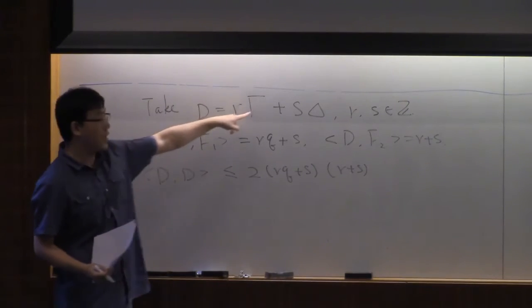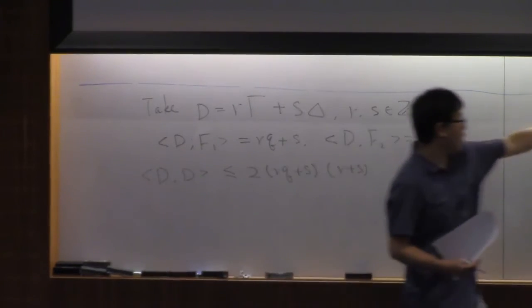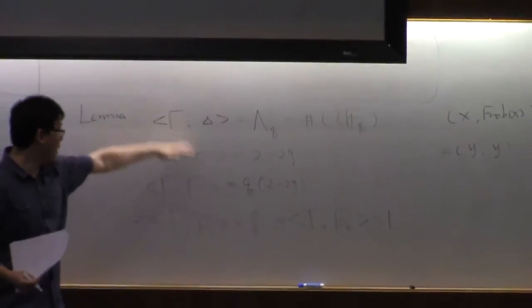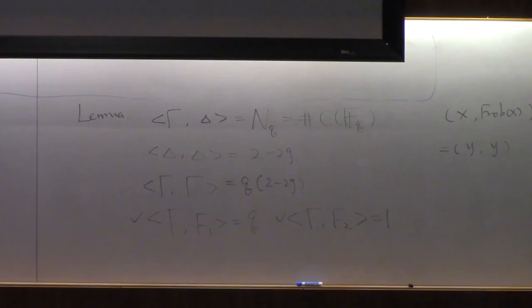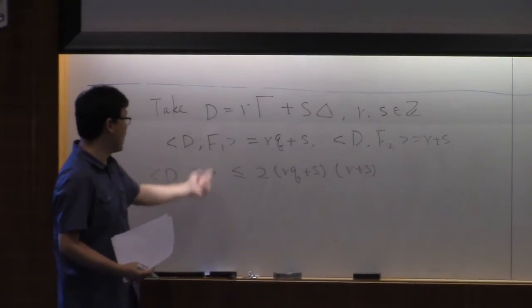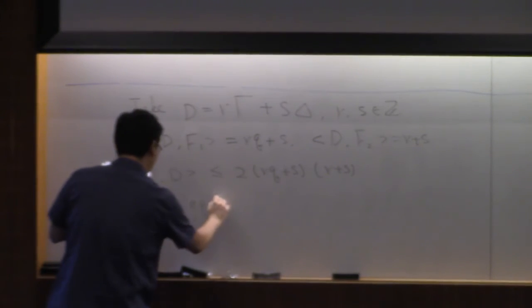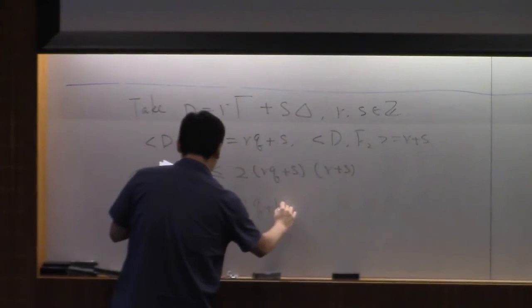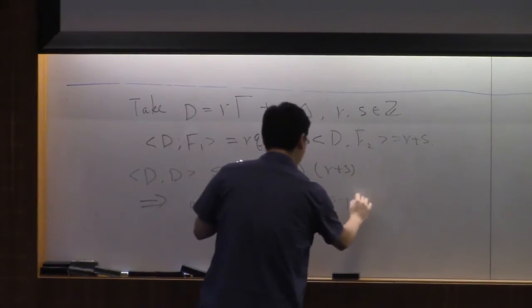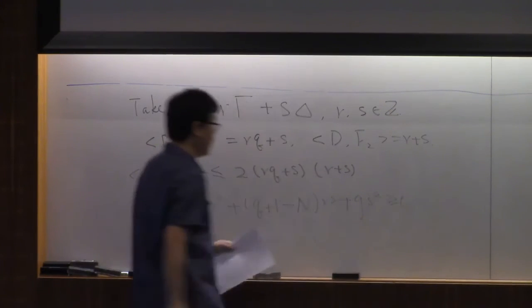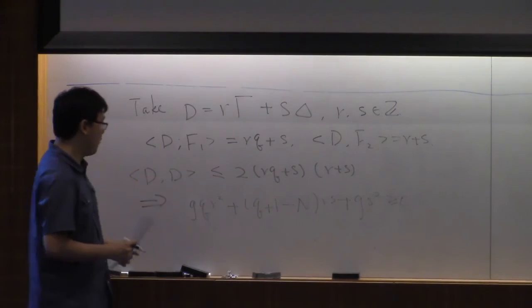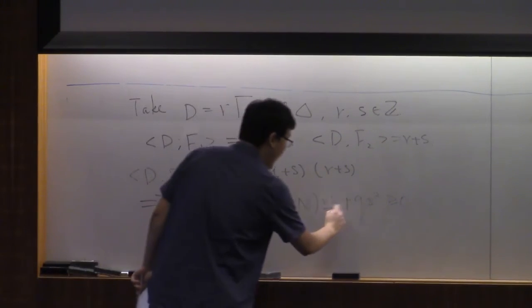But because this is a linear combination of gamma and delta, these intersection numbers have all been listed here. So you can use the bilinearity of the intersection number to compute the left-hand side in terms of the first 3 numbers and this here. If you summarize it, you simplify it, this inequality becomes G times Q R squared plus Q plus 1 minus N times RS plus G S squared is bigger or equal to 0. So you can regard this as a quadratic form for the variables R and S.